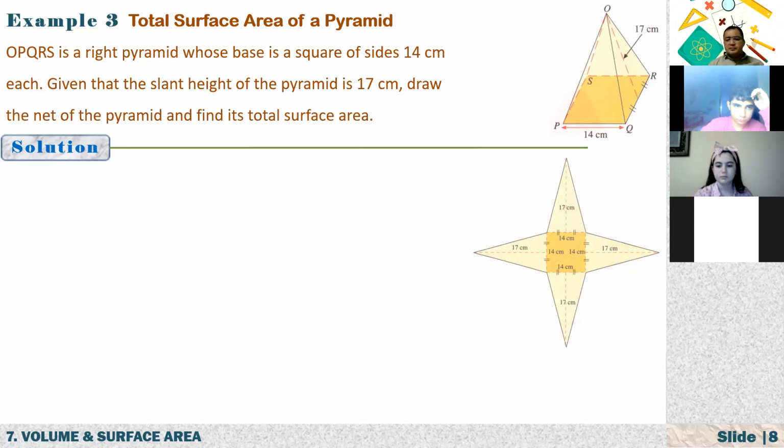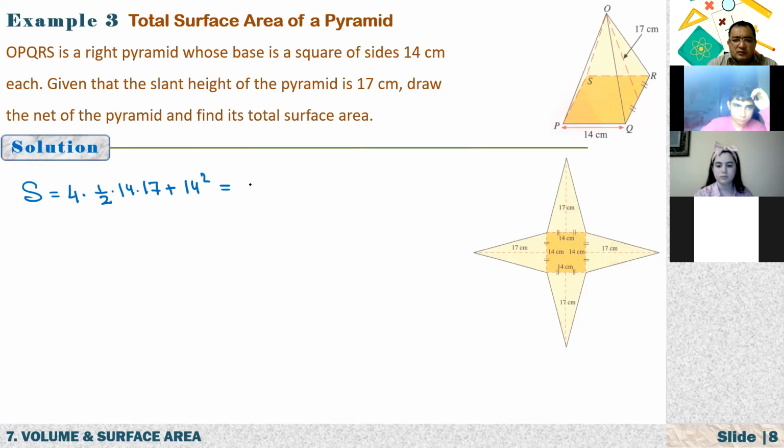Now from here, that means that we need to find the total surface area, or just the area of its net, right? So the total surface area is equal to, how many triangles here? We have 4. So that is 4 times the area of one triangle, which is 1/2 times base. What is the base? Base is 14 centimeters, right? So that's 14 times height. Height is 17 centimeters. Plus, here we have 1 square, including the base. That's 14 squared.